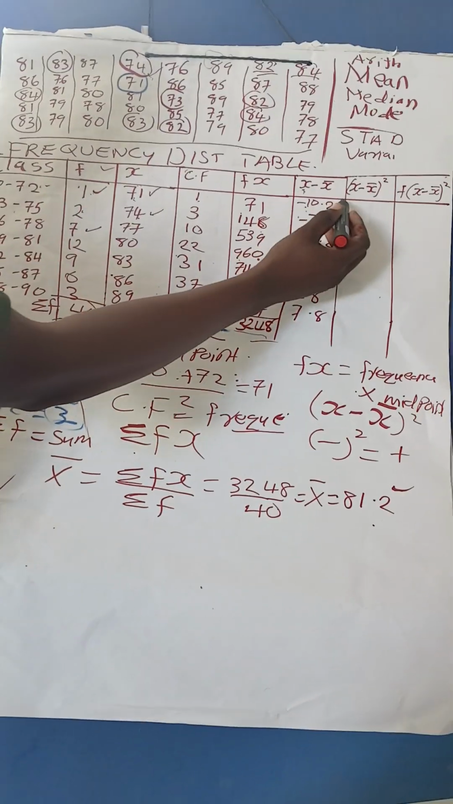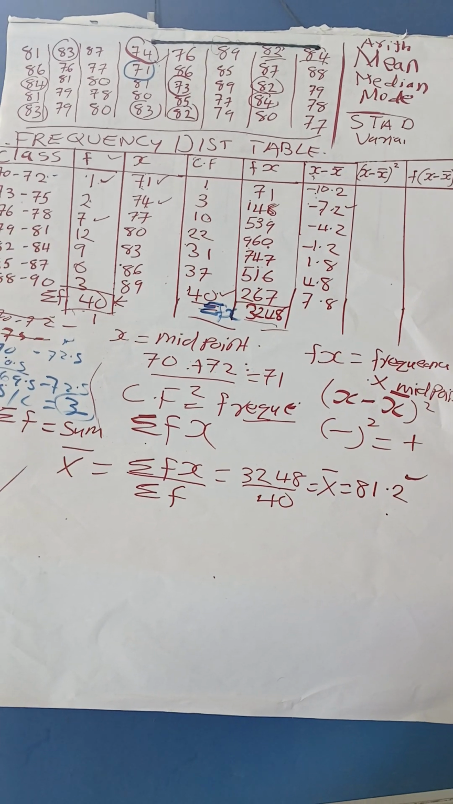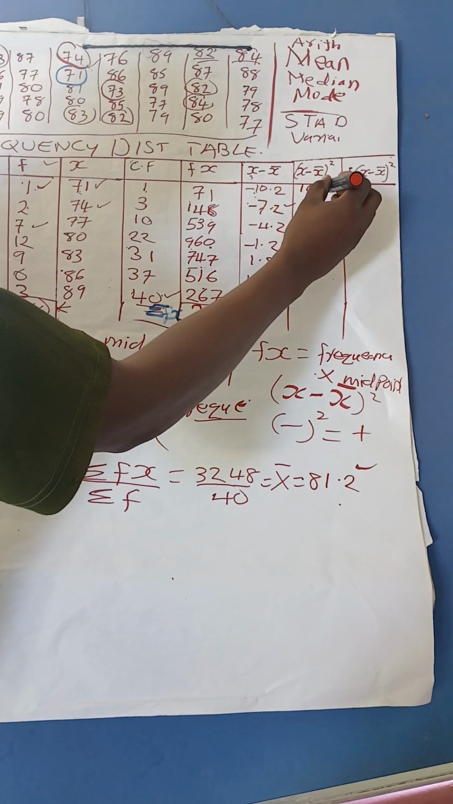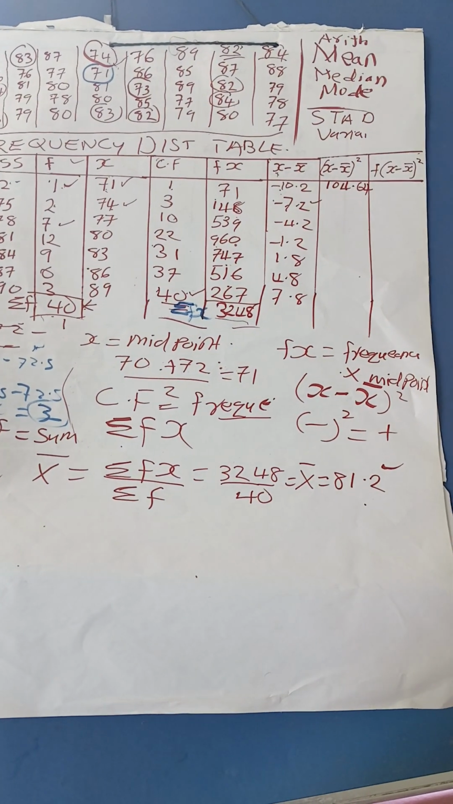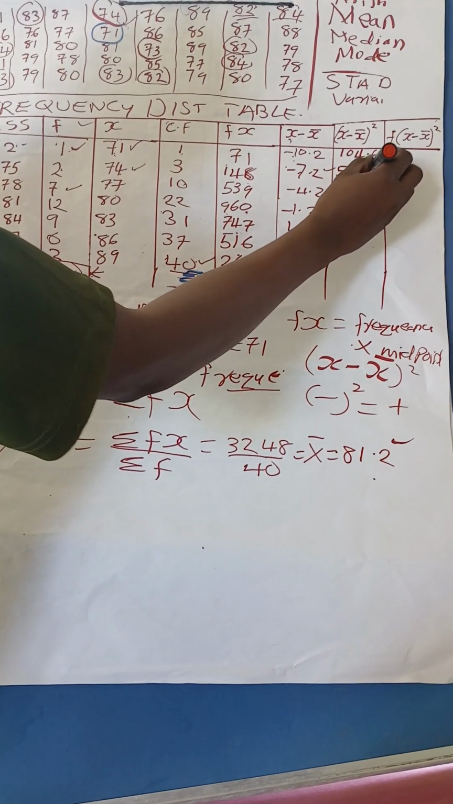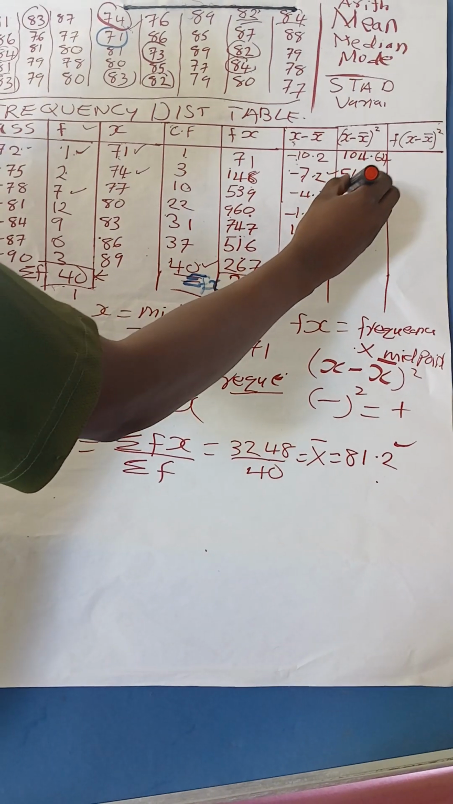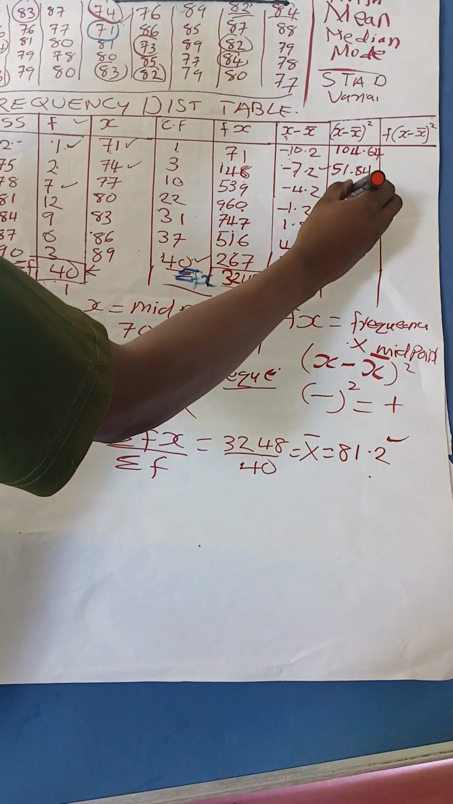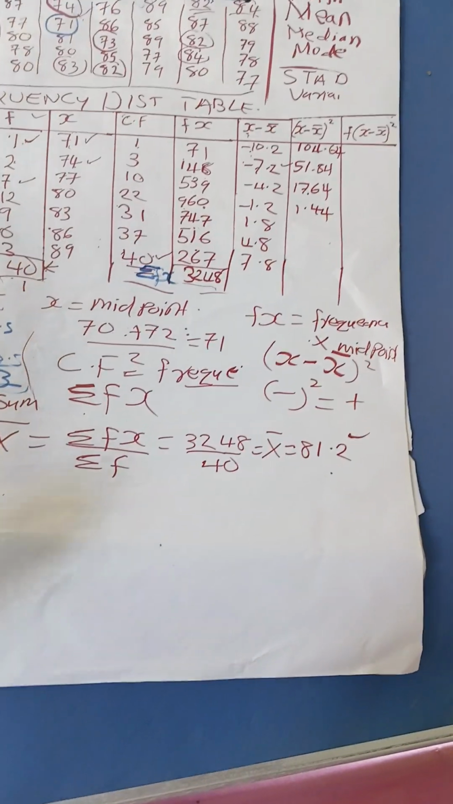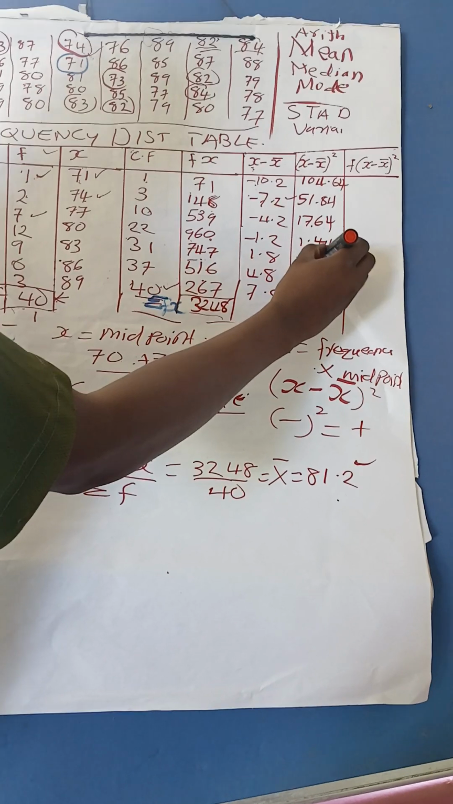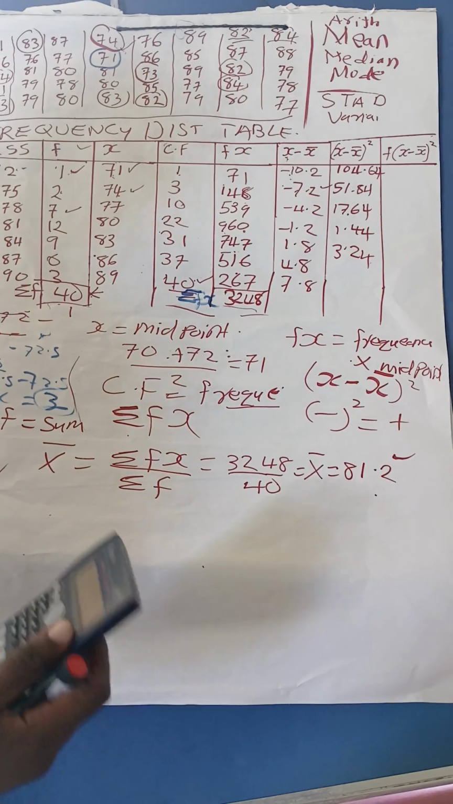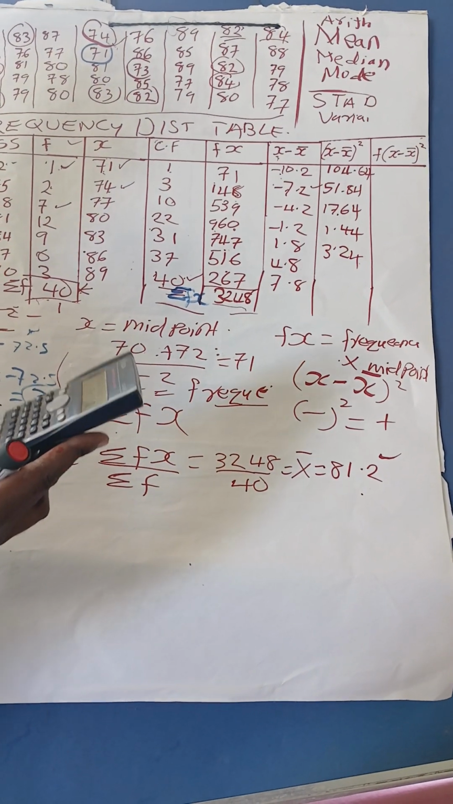Now, if you square negative 10.2, you realize you have 104.04. The next one you will have 51.84. Then the next one you have 17.64. Then the next you have 1.44. Then the next, 3.24. I think you understand. I square 1.8, I will get 3.24. Use your calculator. For me, I have my calculator here. You can see I can do it very well, and I'll get the answer.